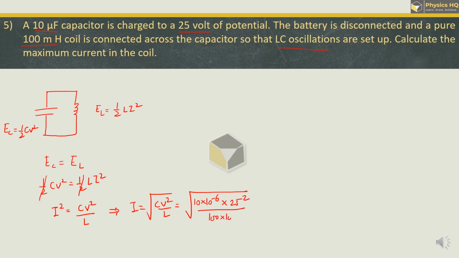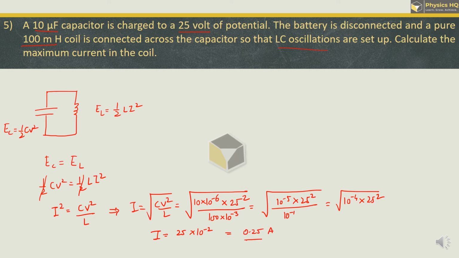Milli is 10 raised to minus 3. So in the numerator we'll have 10 raised to minus 5 into 25 square divided by 10 raised to minus 1. This will become 10 raised to minus 1, so in the numerator it will be 10 raised to plus 1. So we will have 10 raised to minus 4 into 25 square. Let us take the root over here. So we will have I equal to 25 into 10 raised to minus 2. So we can write current is equal to 0.25 ampere.